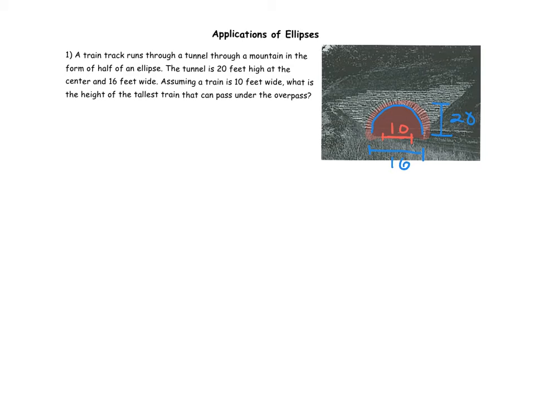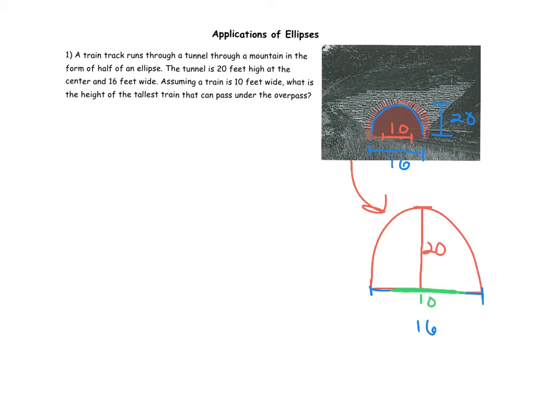All right, so I'm actually going to create a bigger sketch here. So let's see, here's our ellipse, half of the ellipse. We have the height from here to here, from the center, is 20. We know the distance from here to here is 16. And we know that the train is 10 feet wide, so that's here. And we want to see what's going to be the height that this thing can reach before it would accidentally hit the top. So we're actually going to figure out what that height is.